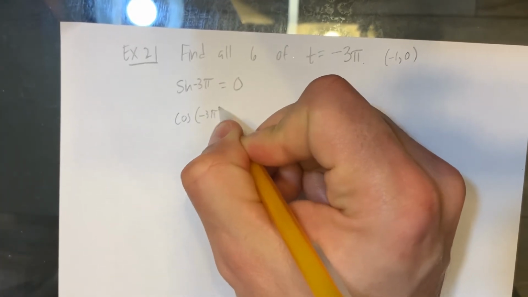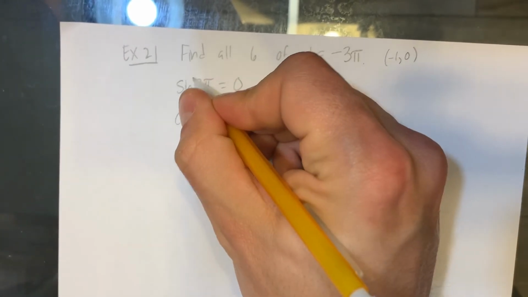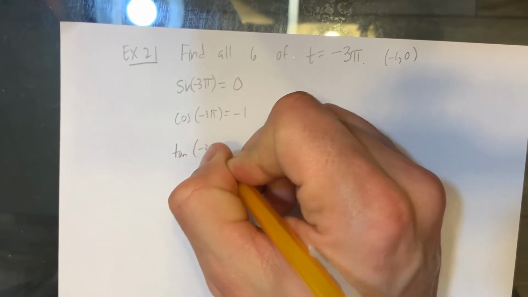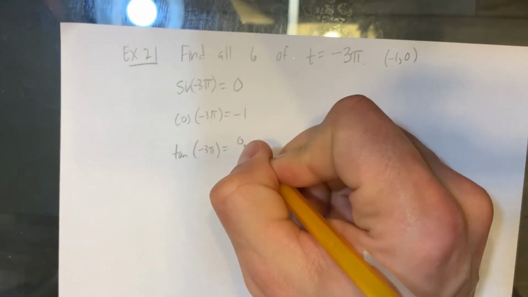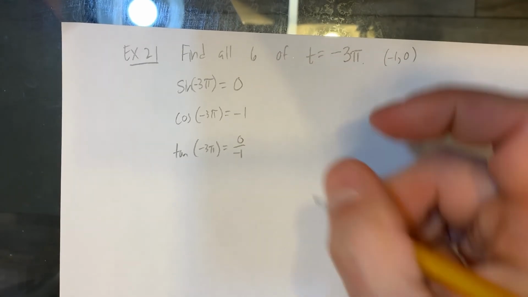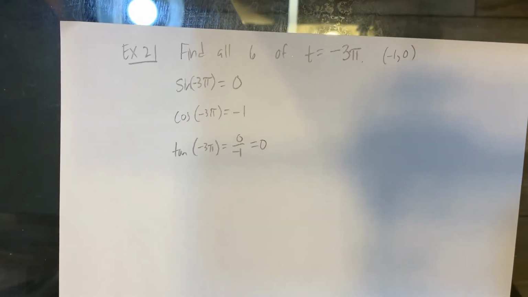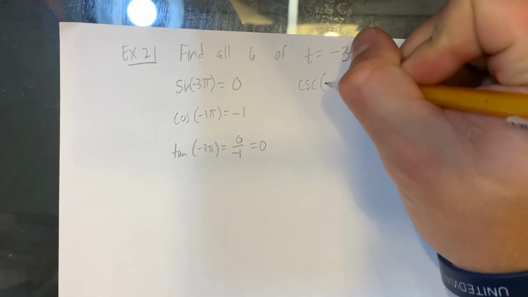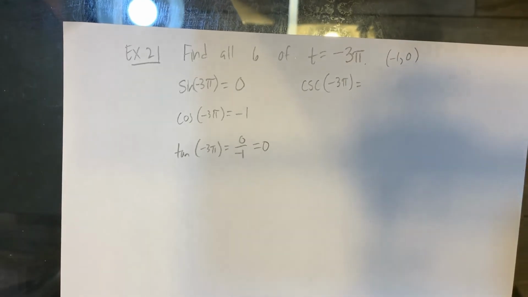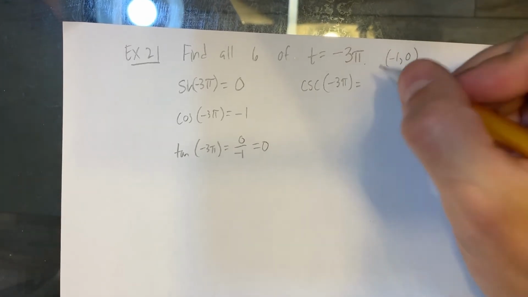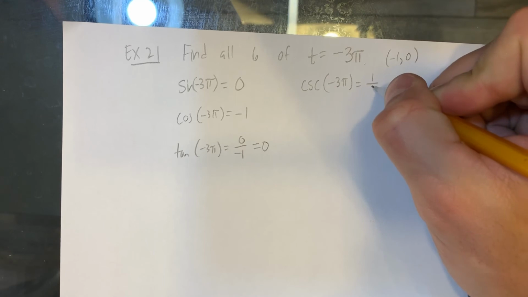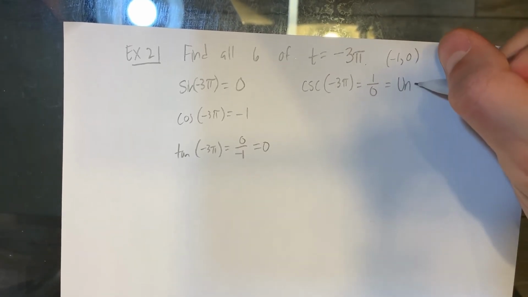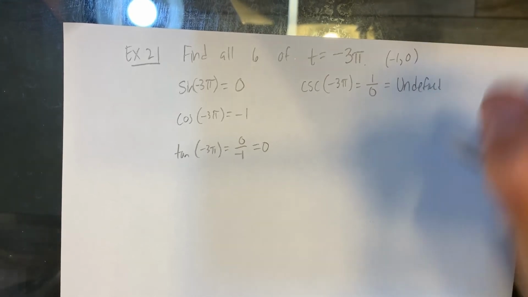Cosine of negative 3 pi is going to be the x value, or negative 1. This is easy. Tangent of negative 3 pi is going to be y over x, which is 0 over negative 1, which is just 0. That's good. Now, what about cosecant of negative 3 pi? It's the reciprocal. And the reciprocal of 0 is technically 1 over 0. That gives me 0 in the denominator, so cosecant of negative 3 pi is undefined.